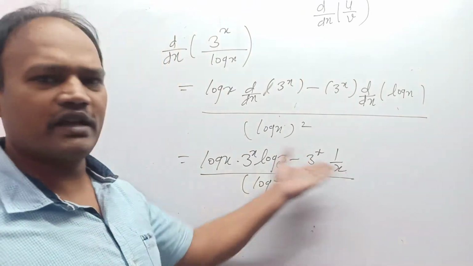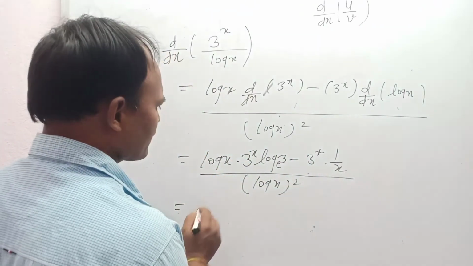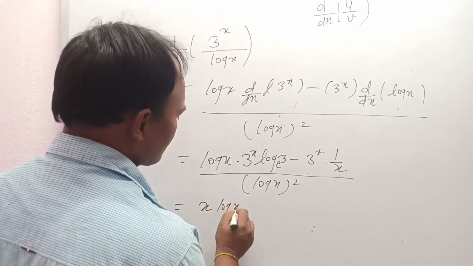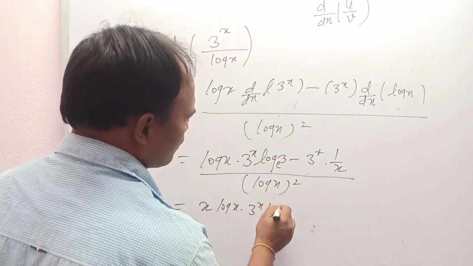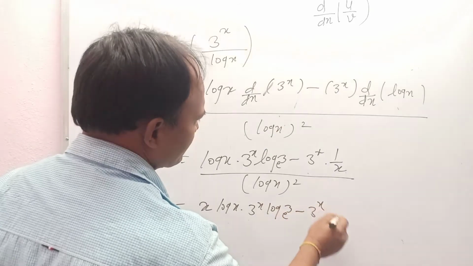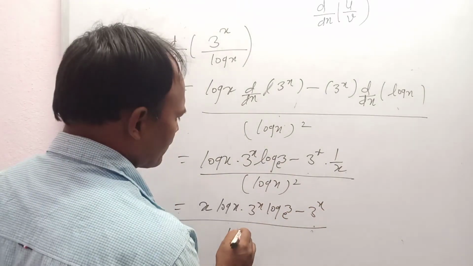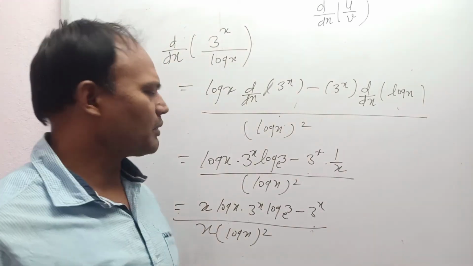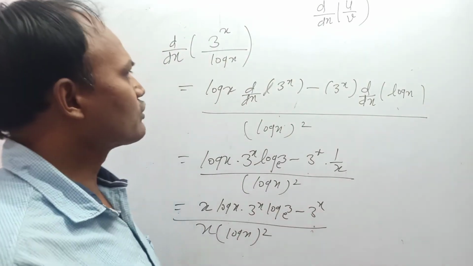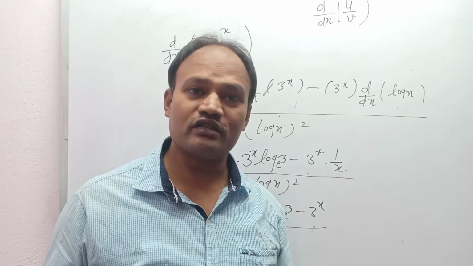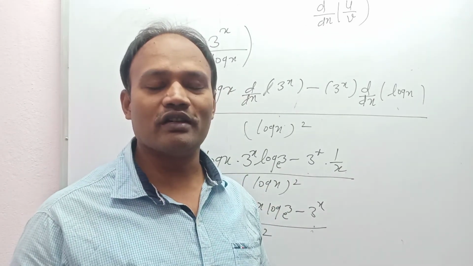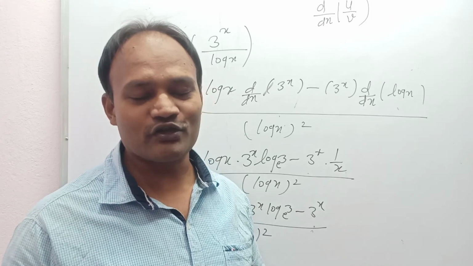So just take the LCM to solve this question. We can write x log x times 3 to the power x log 3 base e minus 3 to the power x, upon x times log x to the power 2. So in this way we can solve this question. There are a lot of questions to solve on differentiation.